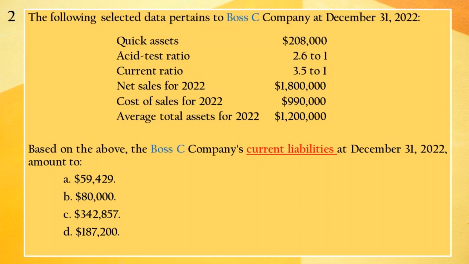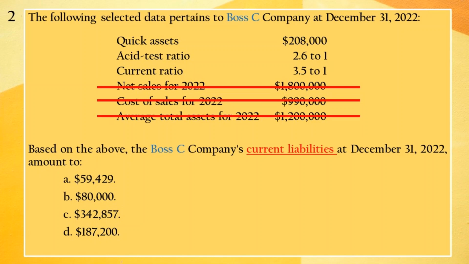Now, we can only answer this question if we know what quick assets are, what all these other terms are, like asset test ratio, current ratio, etc. What we do know is that net sales and cost of sales and average total assets really doesn't have anything to do with current liabilities. However, we do know that current liabilities are actually a part of the asset test ratio, right? And technically it's also part of the current ratio. But we can't use the current ratio because we don't know the current assets. We just know the average total assets.